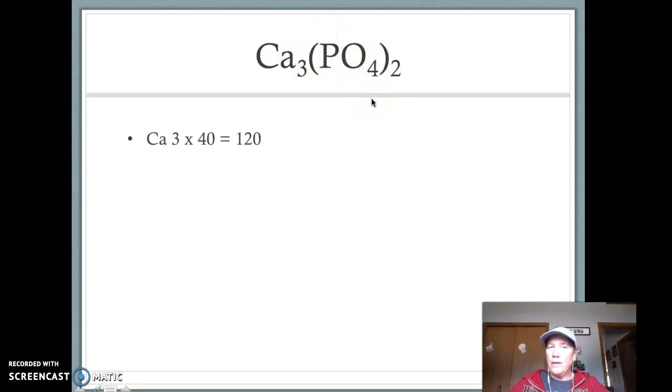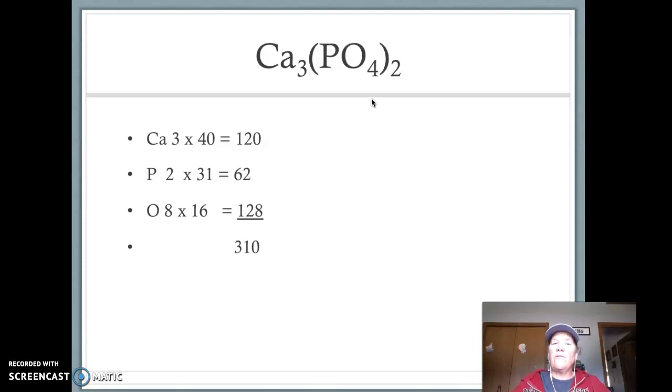So calcium, I have 3 of them. If you look on the periodic table, the mass of calcium is 40. Phosphorus is 2 of them. Its mass is 31, so when I multiply, I get 62. And then oxygen, there's 8 of them. 4 times 2 times 16 is 128. And then you add them together. So the formula mass for calcium phosphate is 310 AMUs or 310 grams. All right, that's formula mass. It's not very difficult. It's basically just taking the individuals and adding them together.